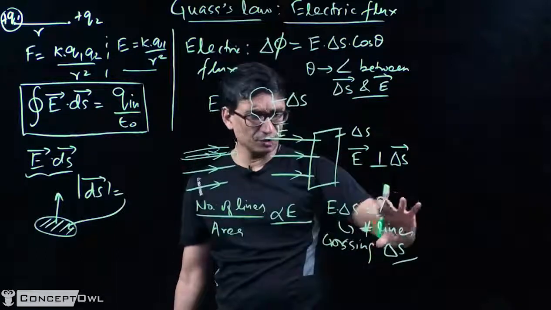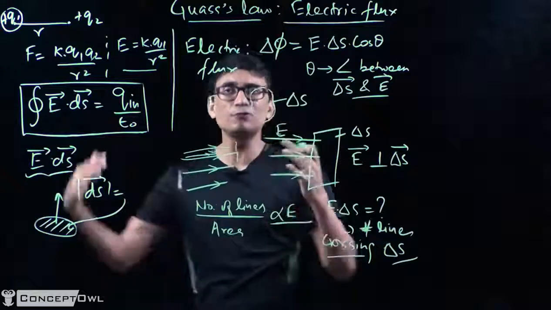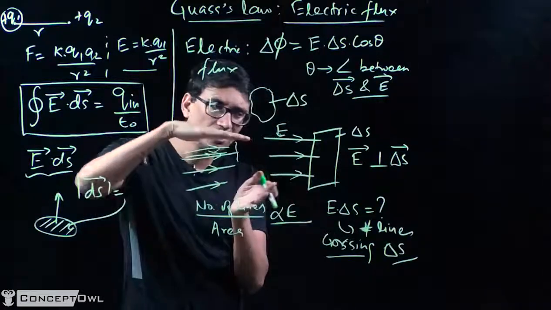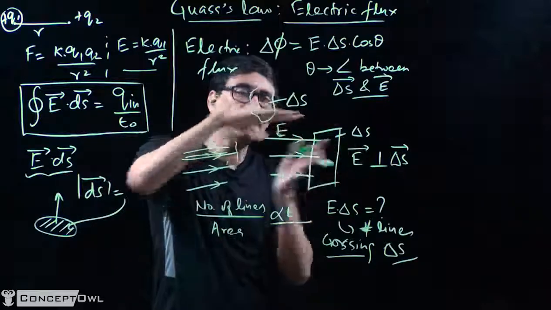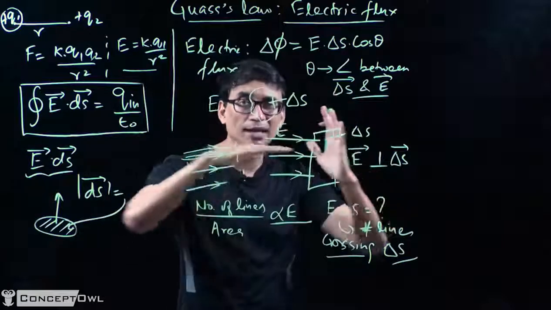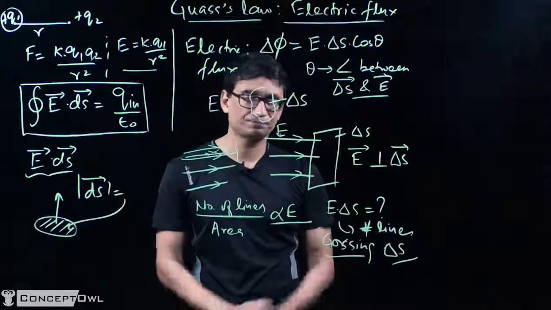Now this also gives a sense of why we call it a flux. The word flux in English means flow. So here you visualize that when we say electric field, electric field lines are flowing through it. So the bigger the area, the more lines flow through the area. That is why we call it flux.